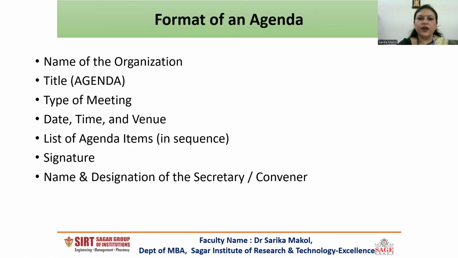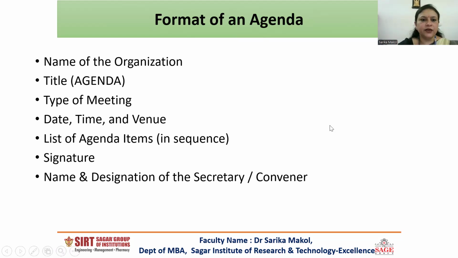items in sequence, which we have discussed in the earlier slide, that it will follow the routine matters to the important matters, or we can do the opposite also. We can discuss the important points first and then the routine matters, then the signatures of the members attending that meeting, and then the name and designation of the secretary and the convener also, who is chairing that particular meeting. So this is the format.